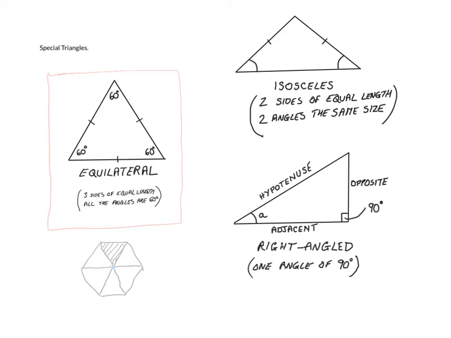And an equilateral triangle is a very pretty shape, and you can do all sorts of things with it. So it's got 3 equal sides and 3 angles that are all the same, all 60 degrees.